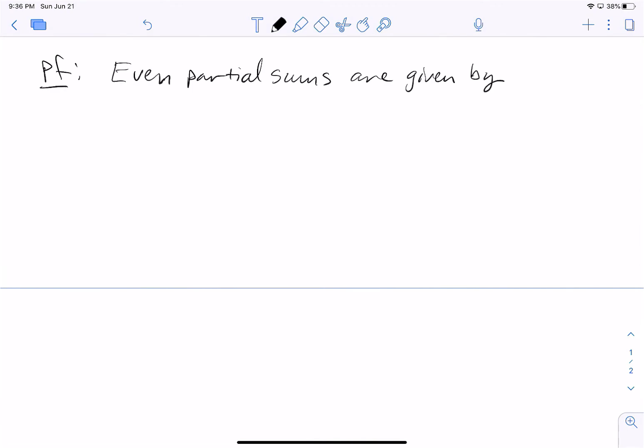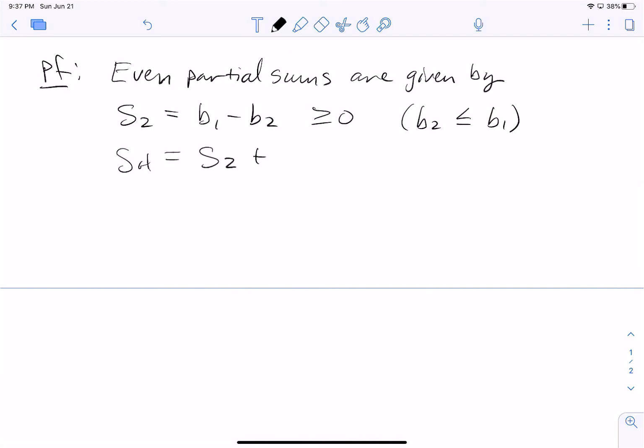Let's look at the proof of this test. Even partial sums are given by, well, s_2, as we just saw, is b_1 minus b_2. And that's positive because b_2 by assumption is less than or equal to b_1. Well, I said it was positive. It's greater than or equal to 0 is what I should have said. s_4 is equal to s_2, and then we're going to add the next two terms, b_3 minus b_4. And that's greater than or equal to s_2 because, again, b_4 is less than or equal to b_3.